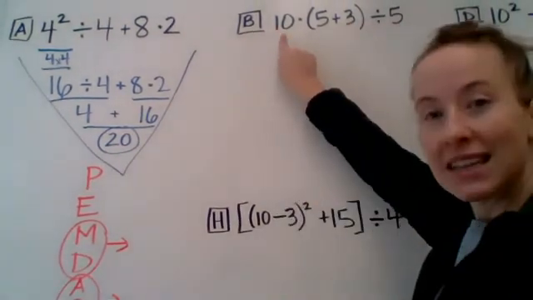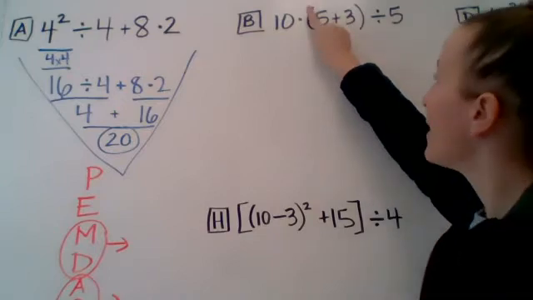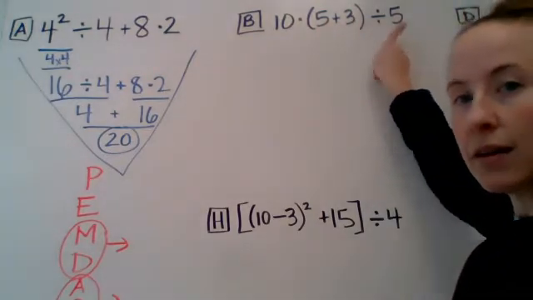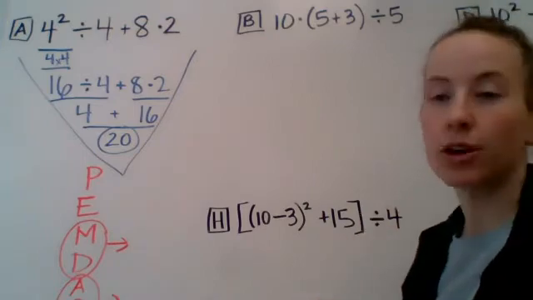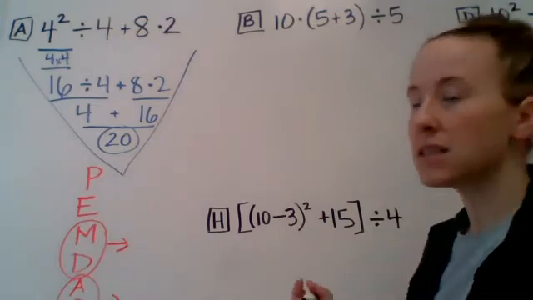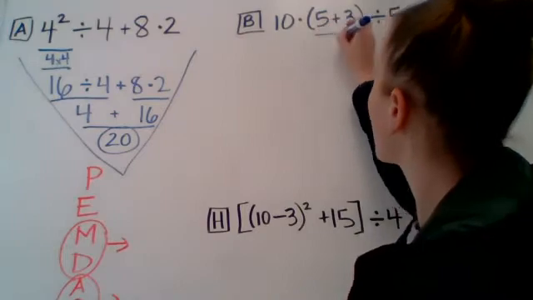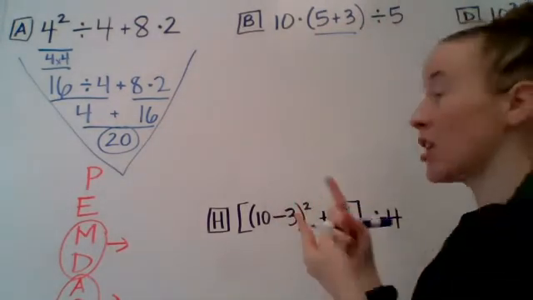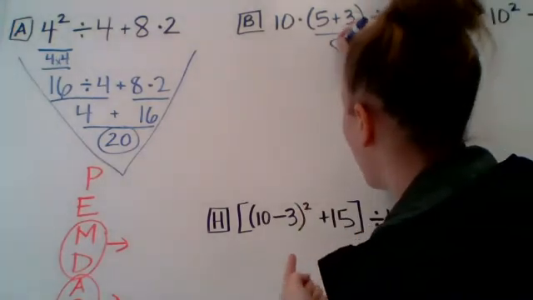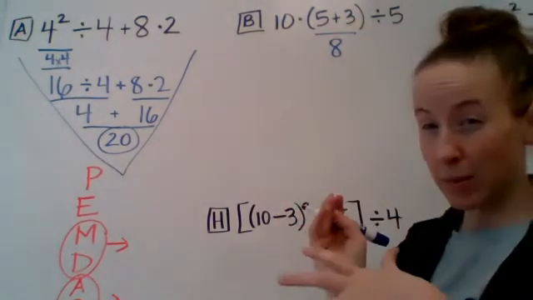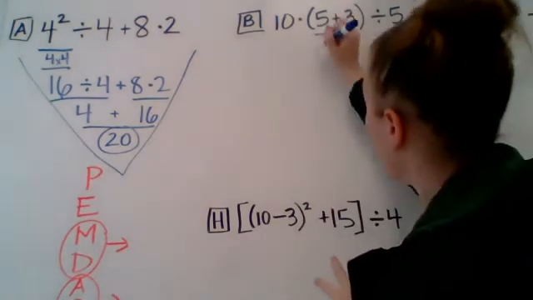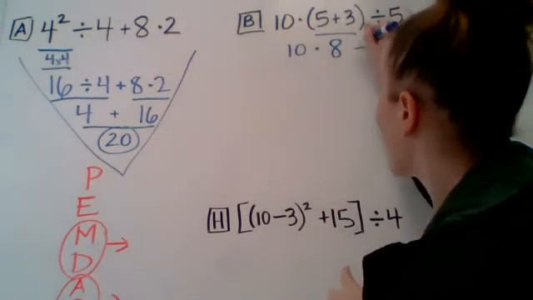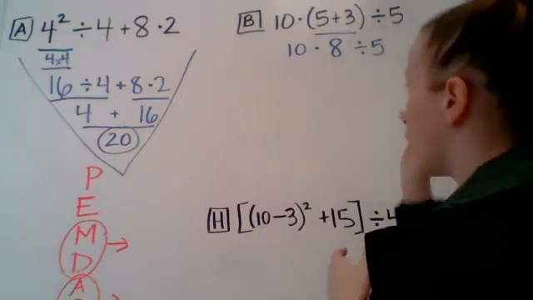So card B says 10 times, and then we have parentheses, 5 plus 3, close the parentheses, divided by 5. So once again, we're going to do order of operations. Parentheses comes first. So this 5 plus 3, even though it's addition, it's inside the parentheses. So the parentheses comes first. 5 plus 3 is 8. Next, I'm going to bring down all the pieces I haven't used yet. I still have a multiplication dot, a 10. Over here we have divide, and we have 5.